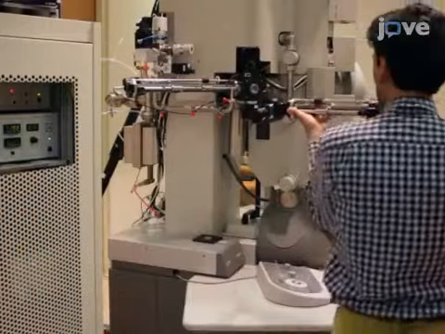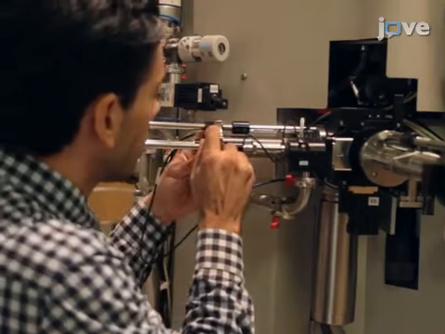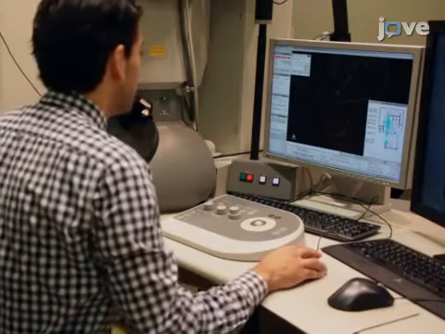After having loaded the EM stage with a collection of minicells embedded in vitrified ice, start collecting low magnification maps for the tilt series.